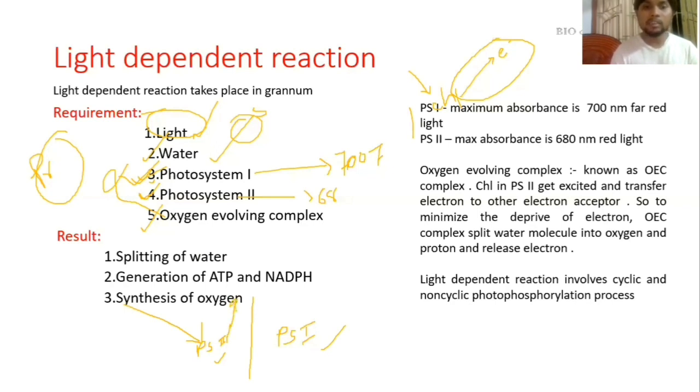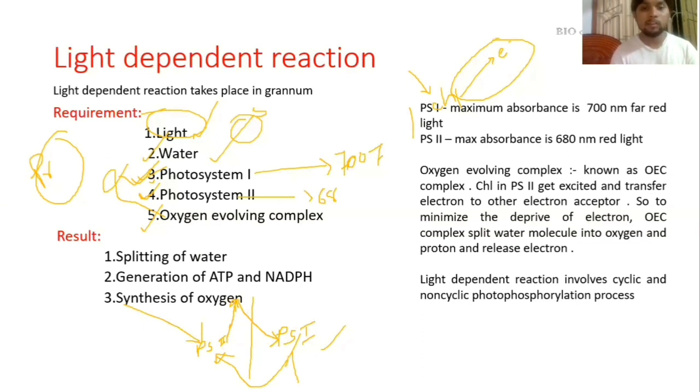the electron, and this electron passes through several transporters, and the electron is going to photosystem 1. That's why I have written photosystem 2 in the first and photosystem 1 in the second. The electron passes from PS2 to PS1. It gets excited and it transfers the electron to photosystem 1.